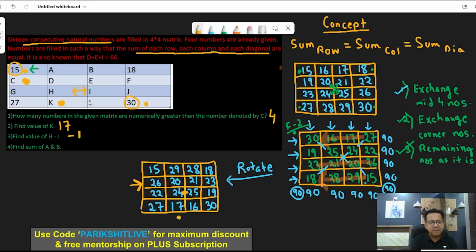And find the sum of A and B. A and B are your first row, second and third element. So 28 plus 29 is going to be 57. That's going to be your fourth answer. This is an amazing case. As I said, it's going to work for a 4 into 4 matrix. 2 into 2 doesn't arise because it's too easy. You can do it yourself manually. 4 into 4, 6 into 6, 8 into 8, 10 into 10. So for every even matrix, with an even number of cells, this method is going to work. It's called a magical method to balance numbers horizontally, vertically, as well as diagonally.